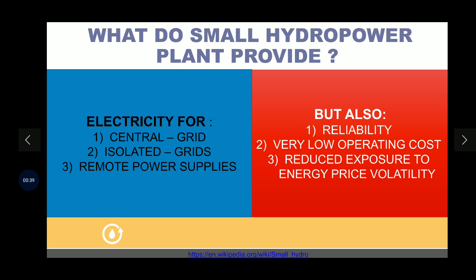What do small hydropower plants provide? They provide electricity for the central grids, isolated grids, and remote power supplies to various villages across the world. They are also very reliable. Unlike large hydropower plants, they have a very low operating cost, and there is reduced exposure to energy price volatility.